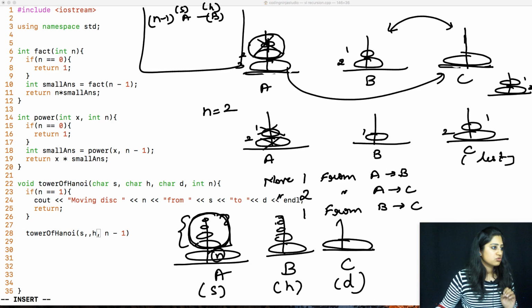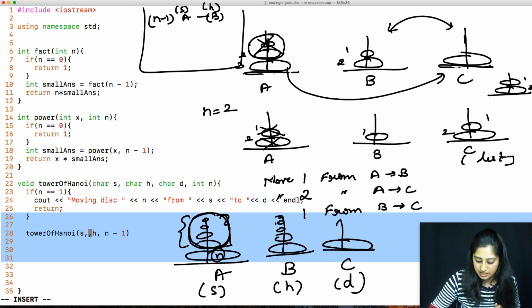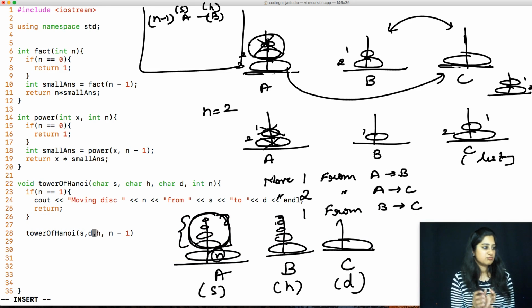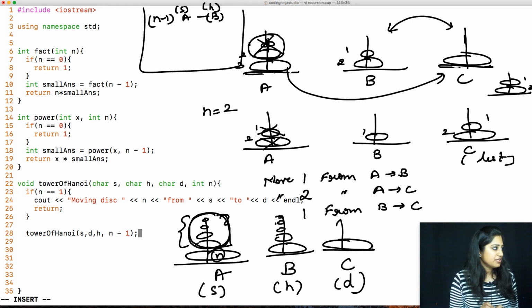So, if the helper is my destination, then which rod can I use as the helper? I have to start from A, put it into B, and C is there, so I can use C as helper. So, I will use C as helper now. The destination is my helper. So, with this statement, what I am trying to do is move the first n minus 1 disks from A to B.